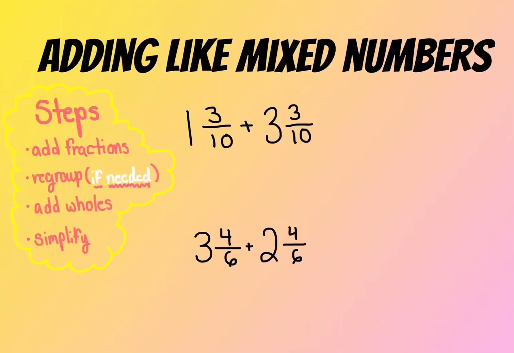Adding like mixed numbers. Now, if it's a like fraction, that means you have the same denominators. To the left, I have the steps on how to add mixed numbers effectively. The first thing you do is you add the fractions. The second thing you do is regroup if you need to. Then you add your wholes, and I like to simplify at the end. So let's see what it looks like using these two math problems.